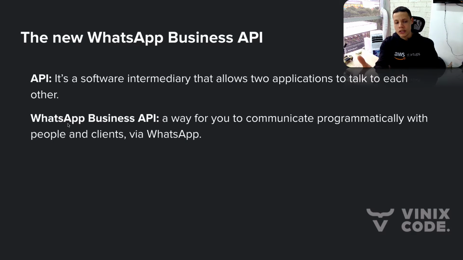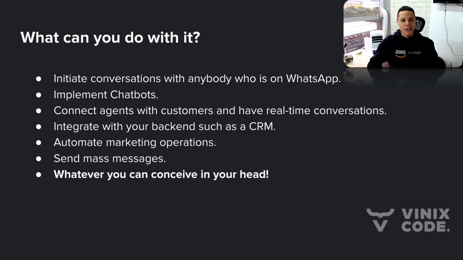And it is important to clarify that concept because we're going to talk about WhatsApp Business API. Basically, this WhatsApp Business API is a way for you to communicate programmatically with people and clients, but in this case, we are specifically using WhatsApp. And you can do all sorts of things with this API. Let me tell you something in advance: the sky is the limit. What I mean by that is that this is limited to your creativity and your imagination, because there are all sorts of usages that you can do with this API.